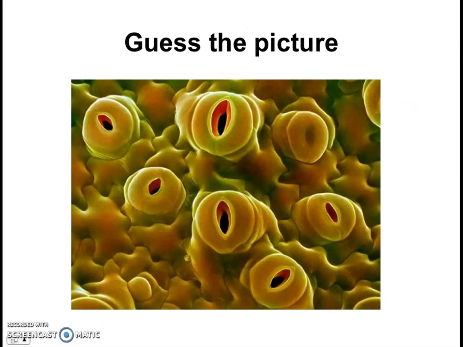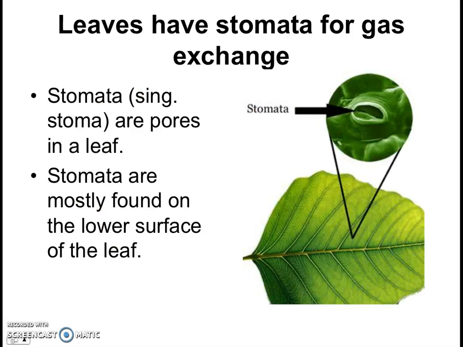Now, many of you have already seen this picture in our class. There's a picture of something that looks very alien-like, and most of you managed to guess that it is actually the stomata, the openings or pores in the leaf. Now, from your primary school, you would have learned that leaves have stomata for gas exchange. And these stomata are pores in the leaf usually found on the lower surface of the leaf, right? More stomata are usually on the lower surface than the upper surface.